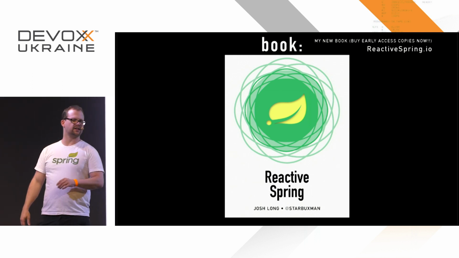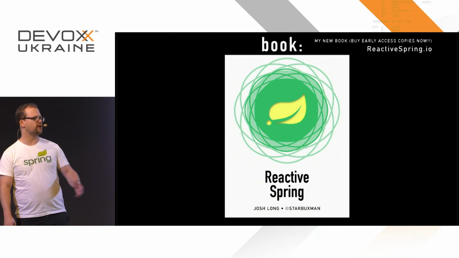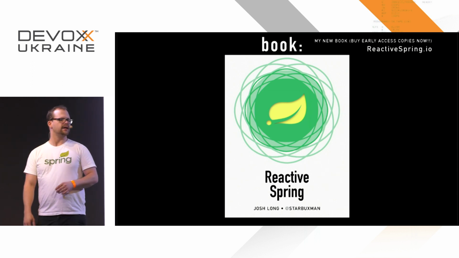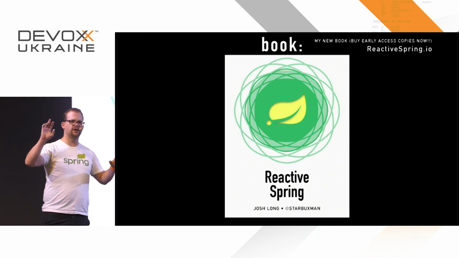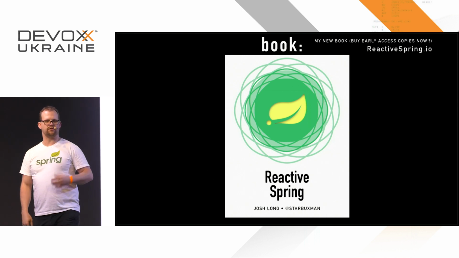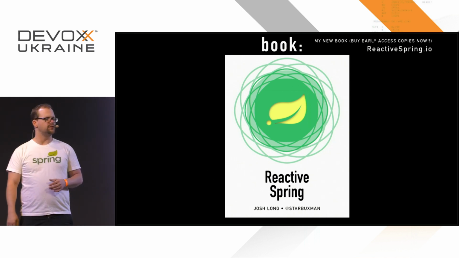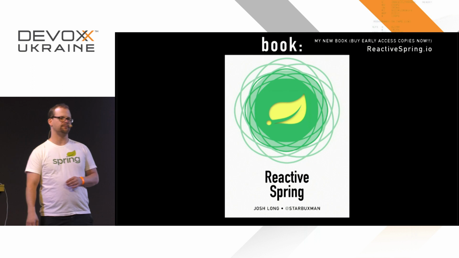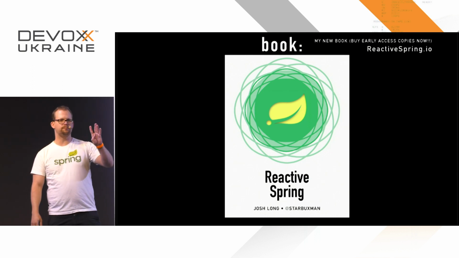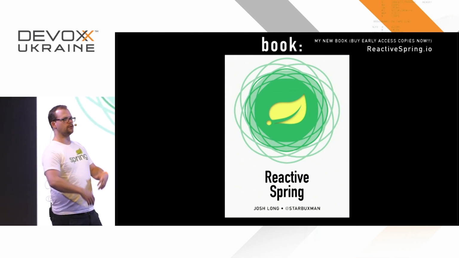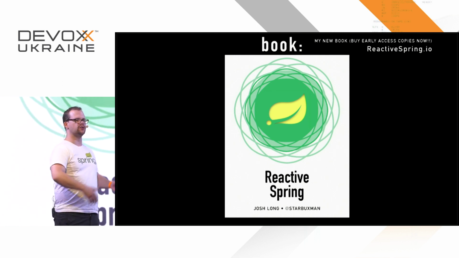Pivotal, Netflix, Lightbend, the Eclipse Foundation, all of us got together, and we defined a very simple set of common ground interfaces. These are called the Reactive Streams specification. They extract out the four basic types that are required to describe or to model asynchronous streams of data.